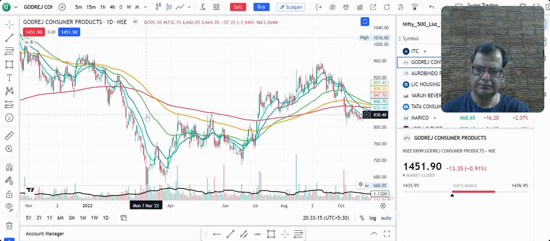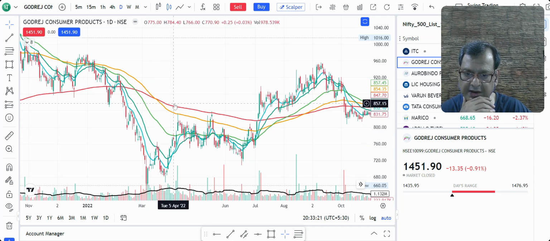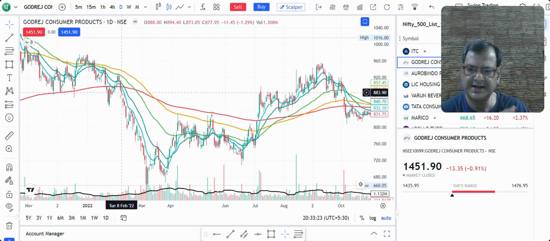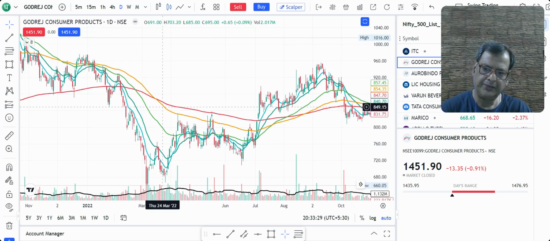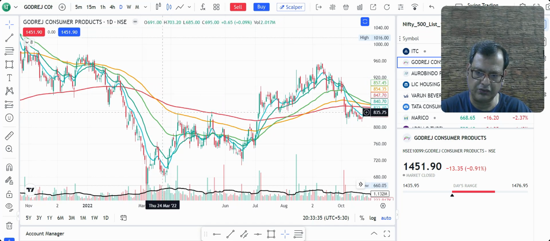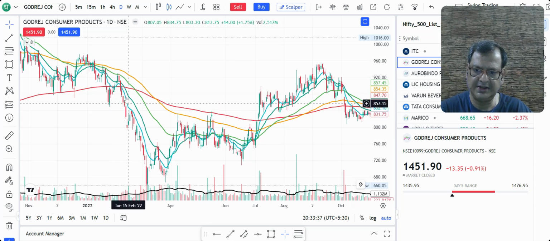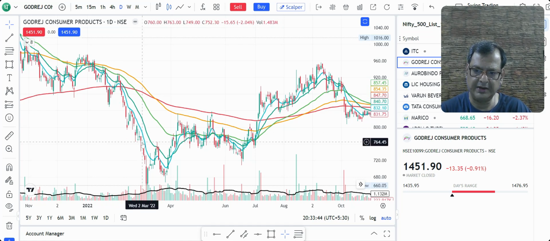Now, 9, 20, 50, right? 9, 20, 50, 100, and 200. So this is clearly in a downtrend, where if you see all these three moving averages sloping downward, the 100 and the 200 are a little slow, so they are not violently going down, but they're still moving downwards. So this is when you can clearly identify using the moving averages that this instrument is in a downtrend.